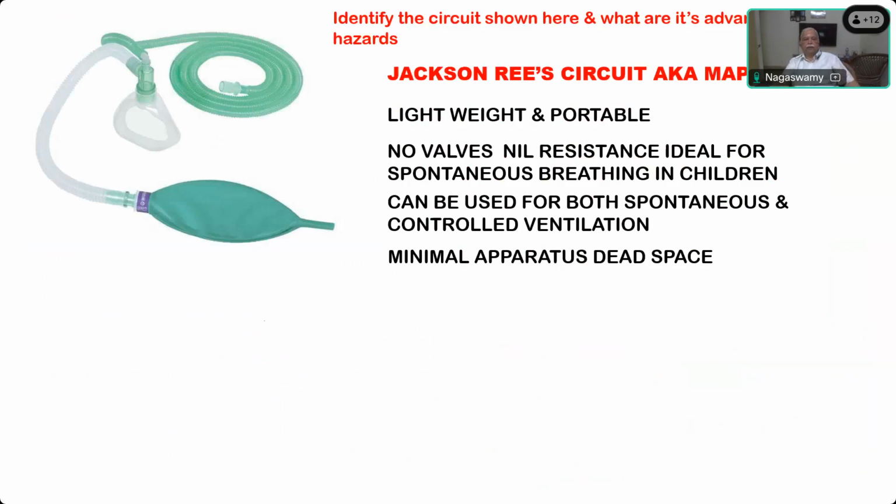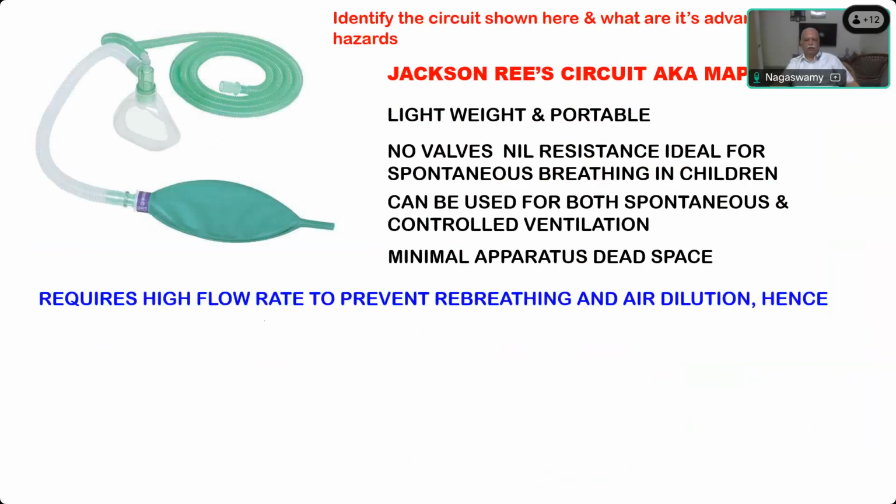What is the flow rate you require whenever you use Jackson Rees or Mapleson F for a pediatric patient? You use just the minute ventilation equal to fresh gas flow? 2 times the minute ventilation. It has to be 1.5 to 2 times the minute ventilation. It requires a very high flow rate to prevent rebreathing and air dilution.